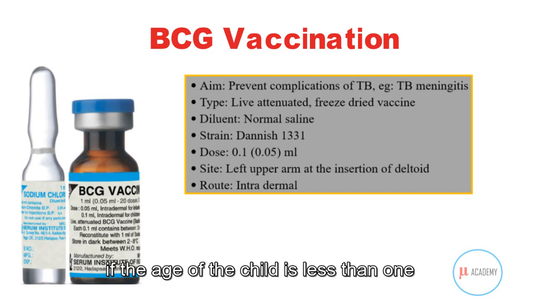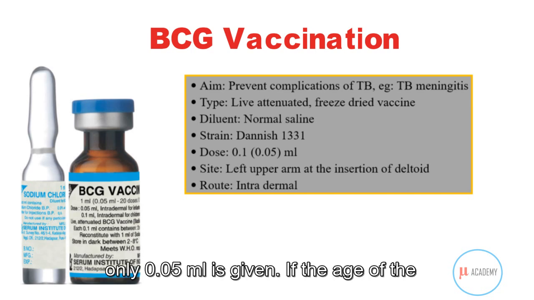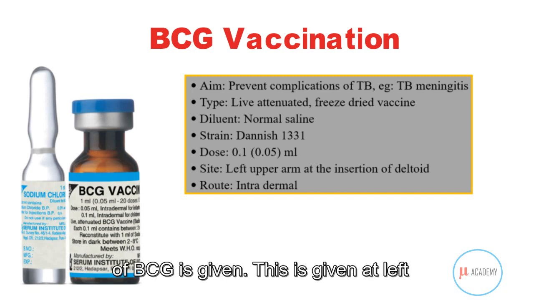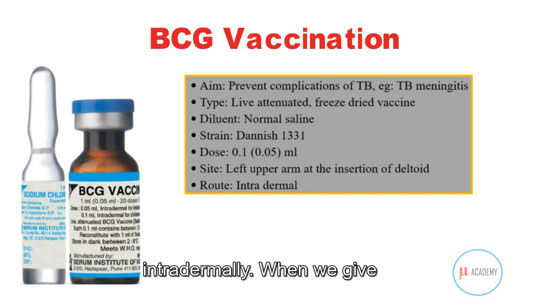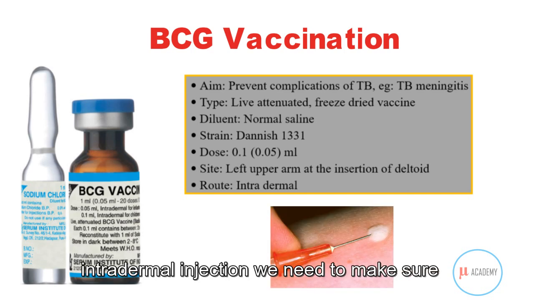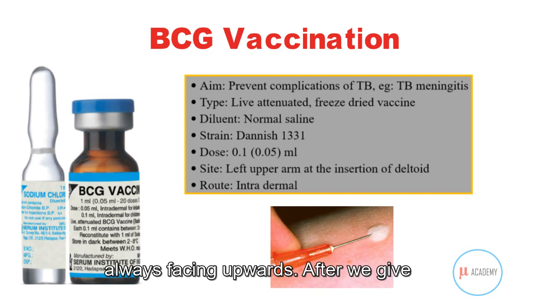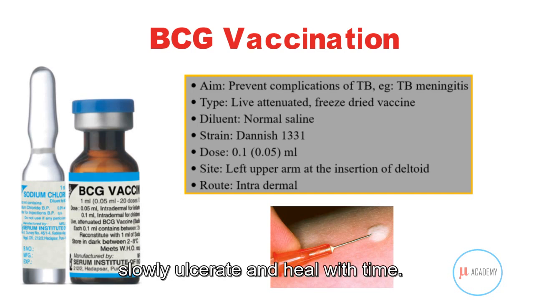That is, if the age of the child is less than 1 month, since they have got delicate skin, only 0.05 ml is given. If the age of the child is more than 1 month, 0.1 ml of BCG is given. This is given at left upper arm at the insertion of deltoid intradermally. So when we give intradermal injection, we need to make sure that the bevel of the needle should be always facing upwards. After we give BCG vaccine, the site of injection will slowly ulcerate and heal with time.